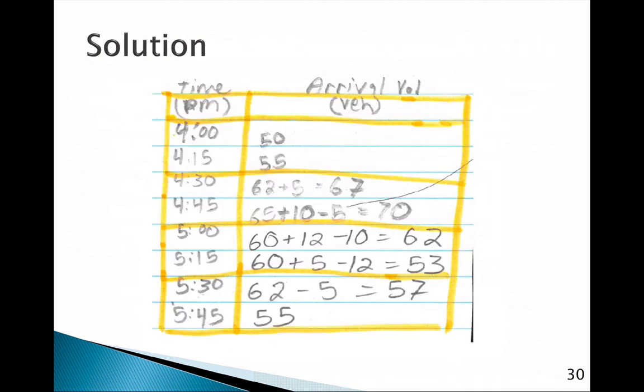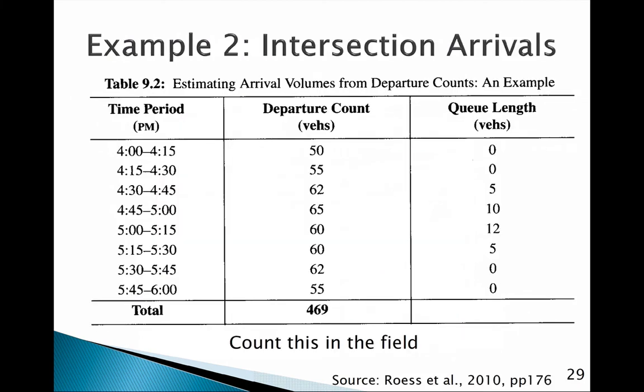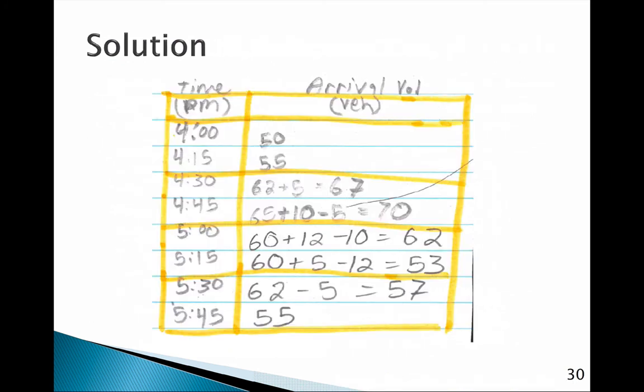So if we look at 4:30 here, you'll see 62 plus 5 is 67. It's real simple. There's 62 there. There's 5 left over, so the actual arrivals were 67. But if you look at the next line, we have 65 plus 10 minus 5. So that's the 445. 65 plus 10 minus 5.